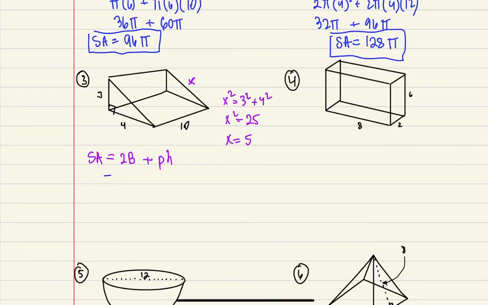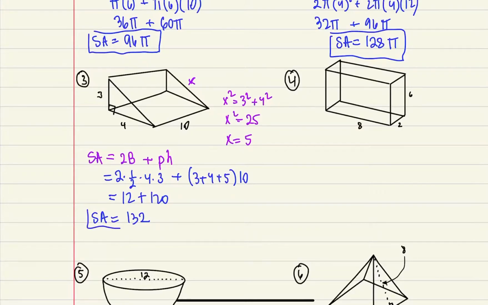So surface area is going to be 2 times the area of the base, which is a triangle, so 1/2 times the base of the triangle, which is 4, times the height, 3, plus the perimeter of the triangle, which is 3 plus 4 plus 5, times the height of the entire prism, which is 10. So this will simplify to 12 plus 120. So the surface area of this triangular prism is going to be 132 square units.